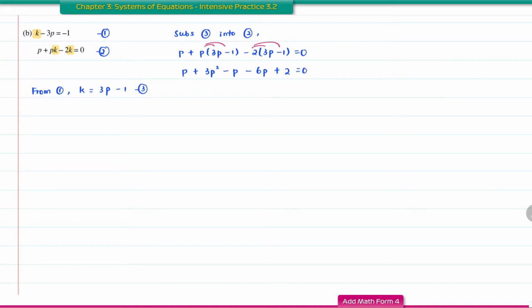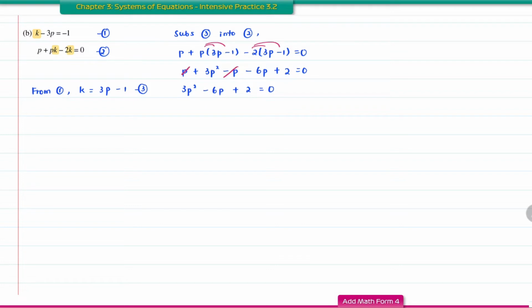This is a quadratic equation, so I'm going to arrange this and solve for the like terms. First 3p squared, and when this p minus this p, it will be cancelled. Later on we're just left with negative 6p plus 2 equal to 0. For this quadratic equation, if you check this using your calculator, you won't be able to factorize it completely as it involves decimals. So we can find the value of p using the formula.